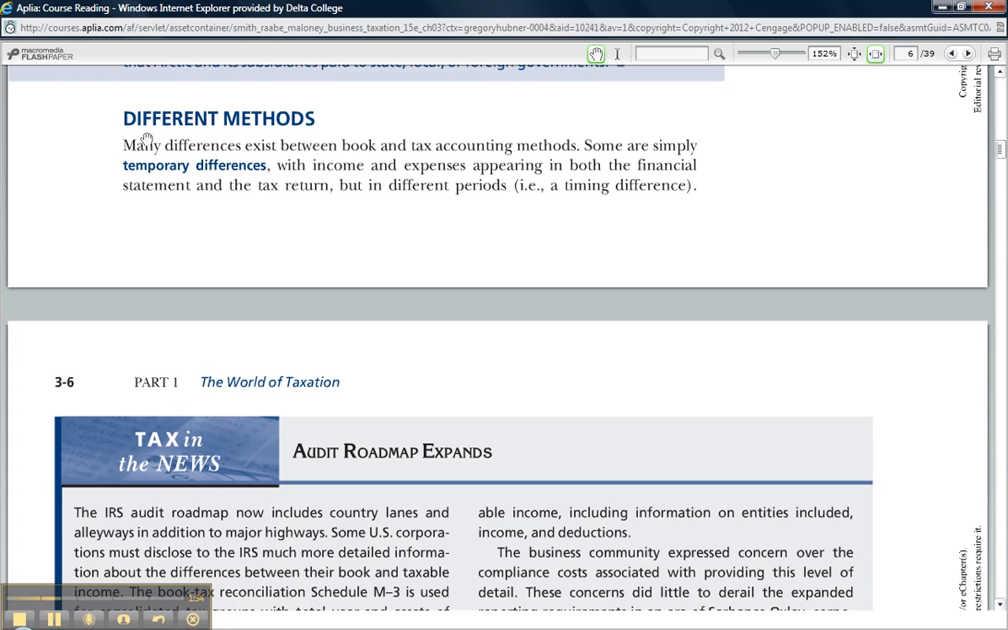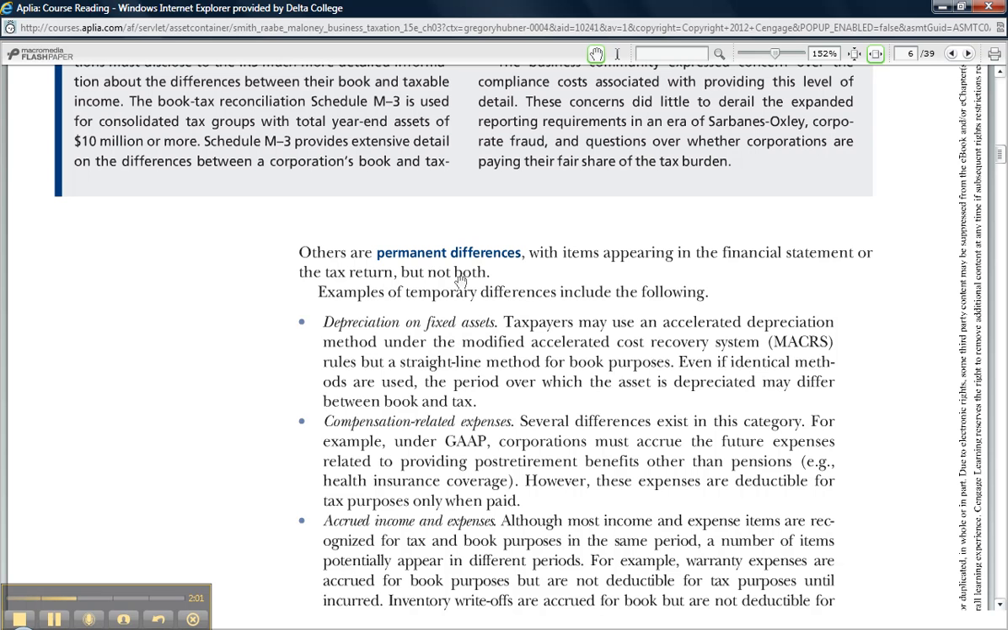For book purposes, generally accepted accounting principles are the rules that govern what's included in net income. And as we saw in Chapter 2, the Internal Revenue Code is responsible for determining what's taxable on a tax return. And there are lots of specific types of differences that we'll look at between the two also. Some of the differences are temporary and some are permanent. Examples of permanent differences are discussed right here.